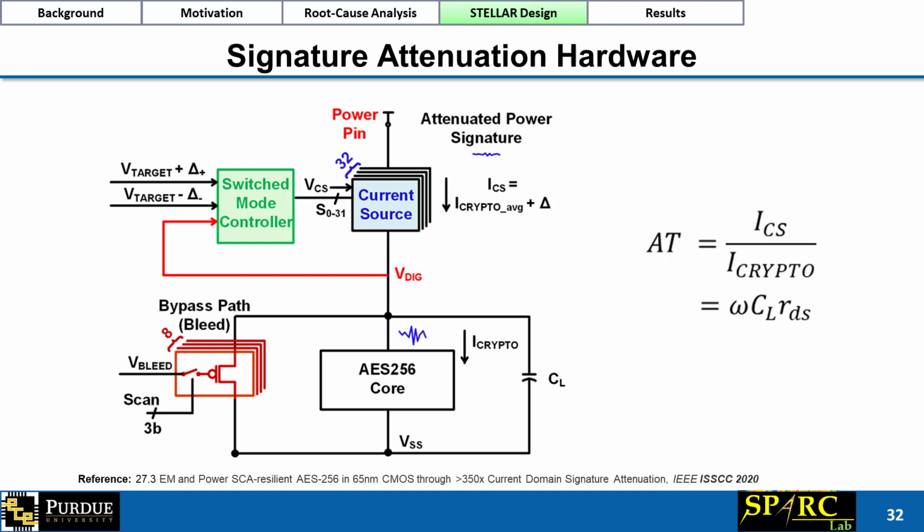Also, the switch mode controller loop is used to compensate for any process, voltage, or temperature variations and turns on the required number of current source slices to provide the average current. In steady state, the SMC loop remains disengaged and the attenuation depends on the load capacitance and the output impedance of the top current source.